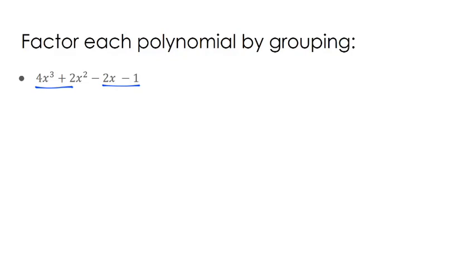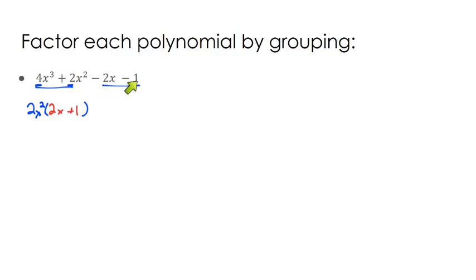And so if I look at my first two terms, I'm looking for what's in common out of those to factor out or undistribute. And in this case, the GCF of the coefficients of 4 and 2 is 2. And then the GCF of the variables, x cubed and x squared, is going to be x squared. So whenever I factor that out, I'm going to be left with 2x plus 1.